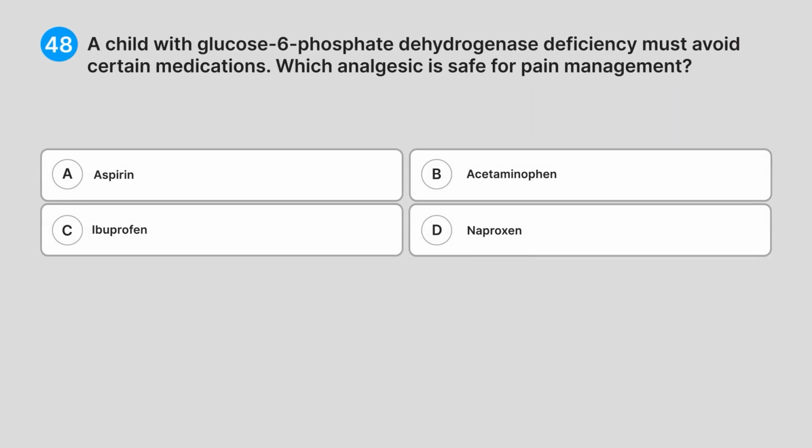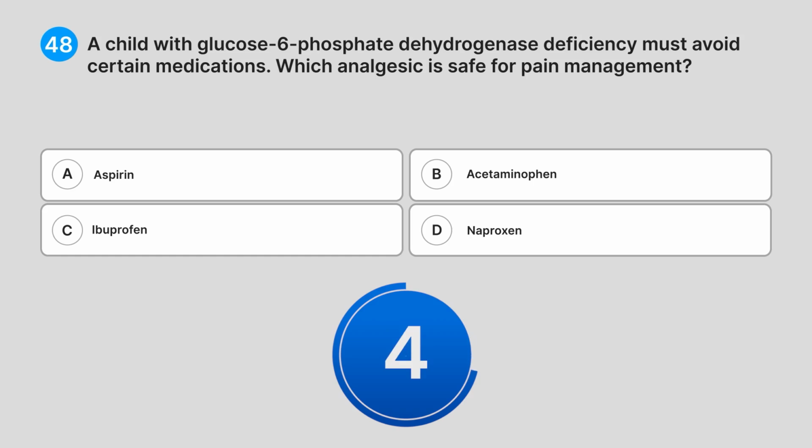48. A child with glucose 6-phosphate dehydrogenase deficiency must avoid certain medications. Which analgesic is safe for pain management? A. Aspirin, B. Acetaminophen, C. Ibuprofen, D. Naproxen. Do you know the answer?